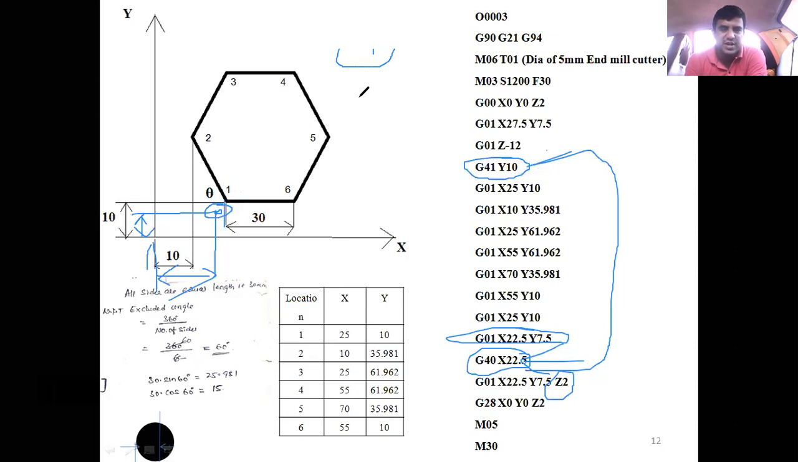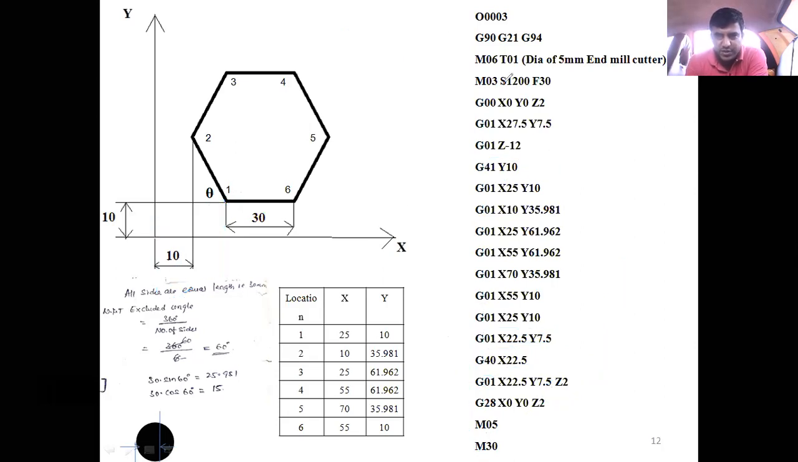Right? Still the spindle is running here. Then I want to stop the spindle by giving M05. Then I want to stop the program by giving M30. Now see the last 3 lines. The first 5 lines are the same, and the last 3 lines are the same for all programs. Right? This is the way you have to write the manual part program for the given contour.